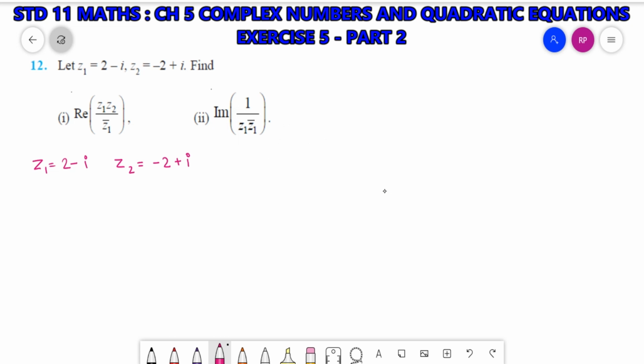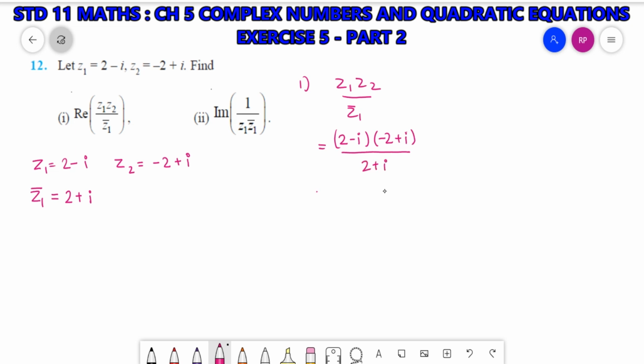First, let's also find out Z1 bar. So Z1 is equal to 2 minus i, so Z1 bar will be equal to 2 plus i. Okay, so first let's solve the first one: Z1 Z2 upon Z1 bar. Then we need to find out its real part. Z1 is 2 minus i, Z2 is minus 2 plus i, upon Z1 bar, that is 2 plus i.